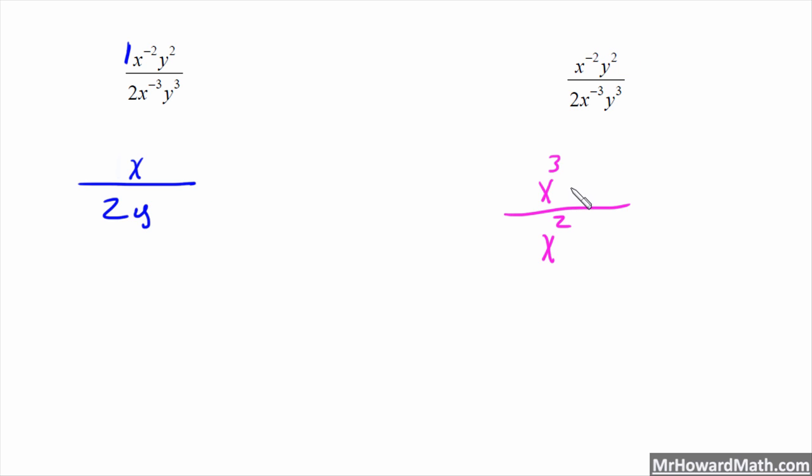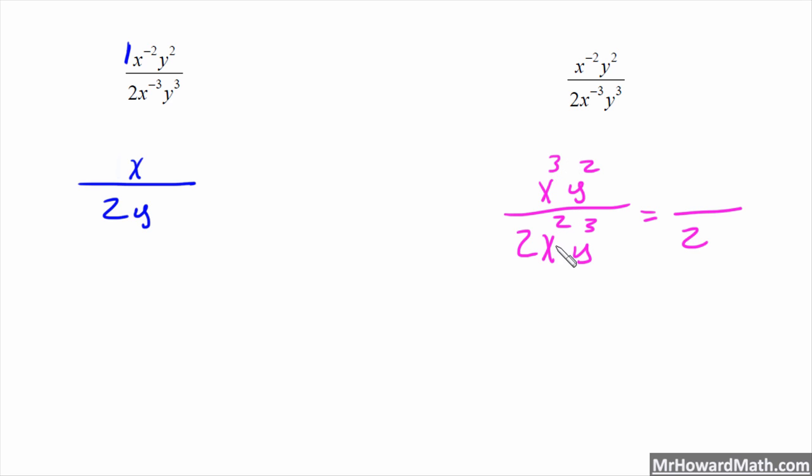The y squared was on top, stays there. Y cubed was on the bottom, stays there. 2 was on the bottom, stays there. And now approach it with who wins and by how many. So we have an implied 1 on top, 2 on bottom, so that's a 2 on the bottom. I'm not going to write the 1 up here because I know we'll have something else left.